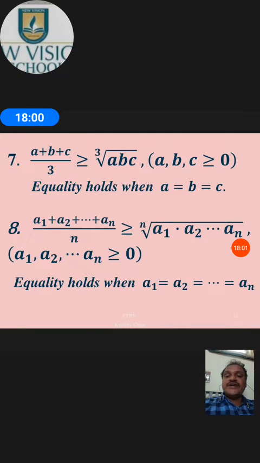the seventh one: a1, a2, a3, and so on up to an are n numbers. Their arithmetic mean, (a1 plus a2 plus so on up to an) by n, is always greater than or equal to the nth root of a1 into a2 into so on up to an. This is true only when a1, a2, a3, up to an are all positive numbers, and equality holds when a1 equals a2 equals so on up to an. These are very important inequalities, my dear students. You have to write clearly in your notes.